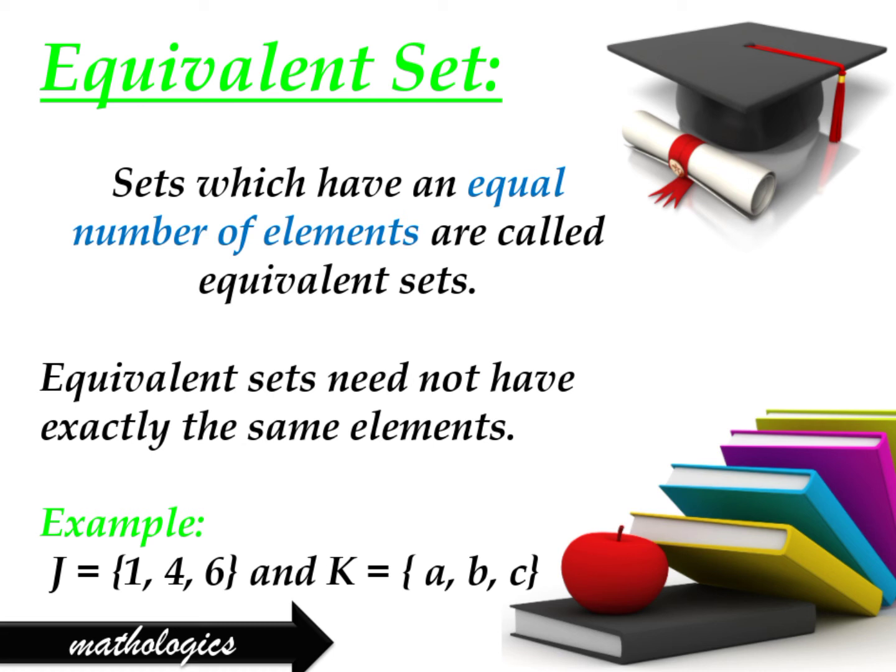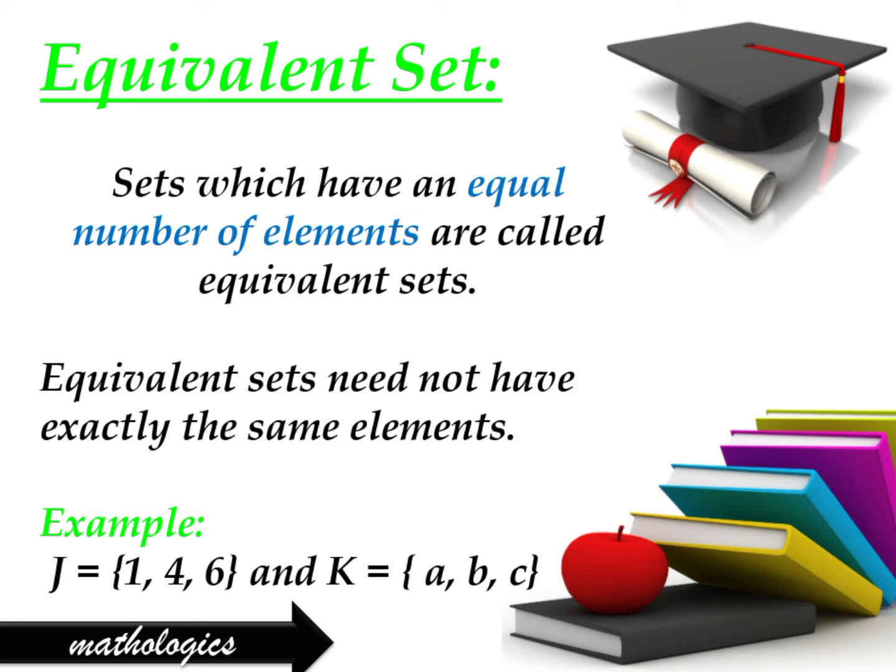Equivalent set. Sets which have an equal number of elements are called equivalent sets. In equal sets, we have discussed that two sets will be equal if their elements are equal, but in equivalent sets, they don't need to have exactly the same elements, but they should have the same number of elements.